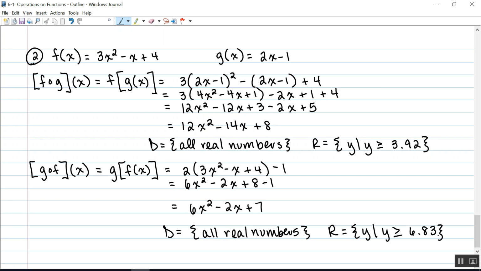So again, in this section, we took a look at operations on functions: you can add, subtract, multiply, and divide functions. And you can also do this funky thing called composition of functions, where you basically put one function inside of another.